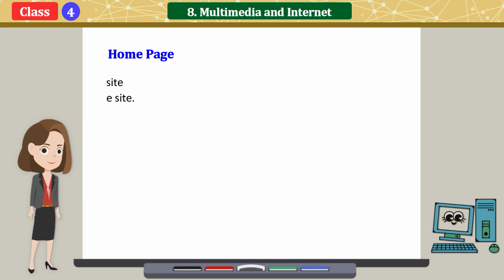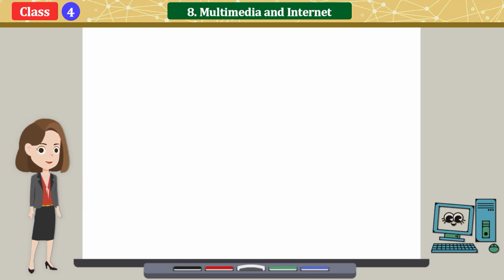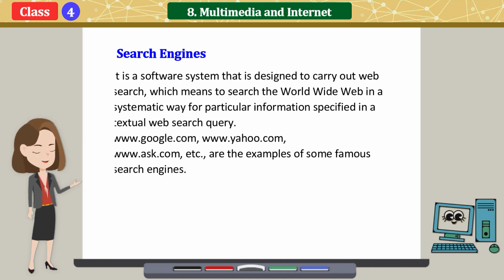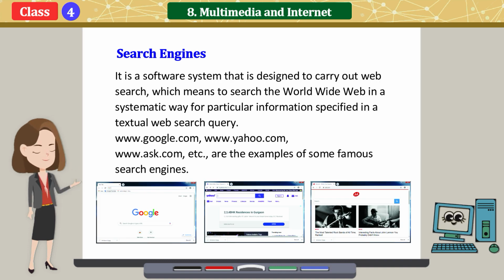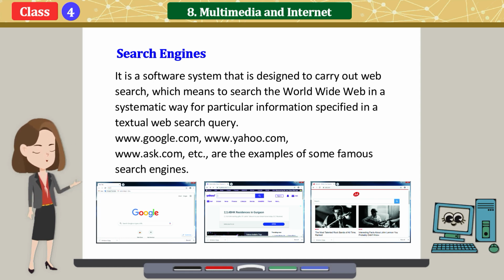Home page. The home page is the name of the main page of a website where visitors can find hyperlinks to other pages on the site. Search engines. It is a software system that is designed to carry out web search, which means to search the World Wide Web in a systematic way for particular information specified in a textual web search query. Etc. are the examples of some famous search engines.